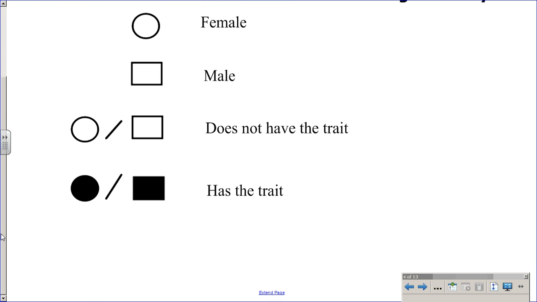So whenever it's a clear shape, a circle or square, but it's clear, it means that person does not have the trait that we're looking for. It's going to have to say what the traits are, but it means that they don't have it. When they're darkened in, it means that individual has the trait that we're looking for. It might be colorblind or something like that.